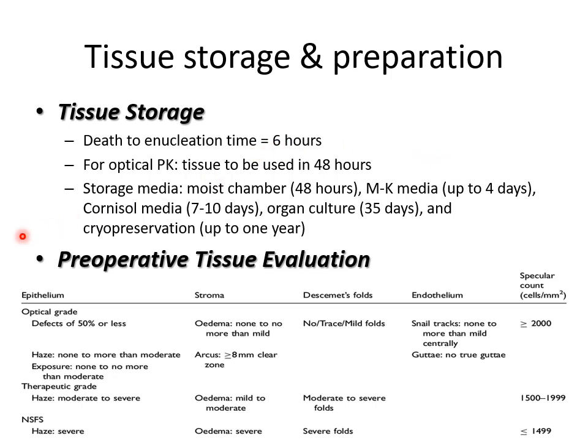Then some storage media: moist chamber, which can keep the donated cornea viable for about 48 hours. MK media, which can keep for 4 days. Cornisol, 7 days. Organ culture, 35 days. And then the cryopreservation, which can keep the cornea viable for up to a year.